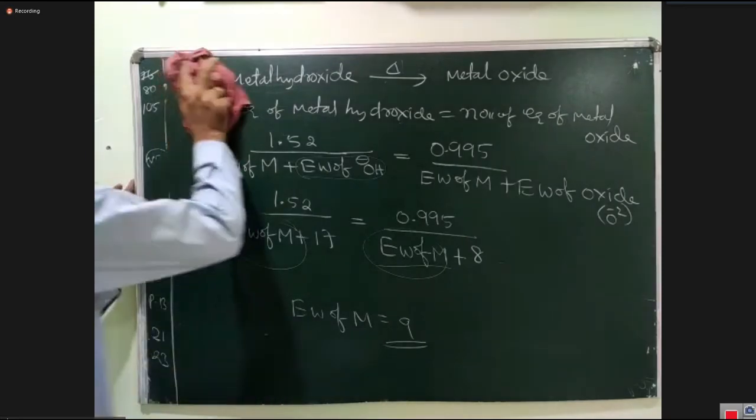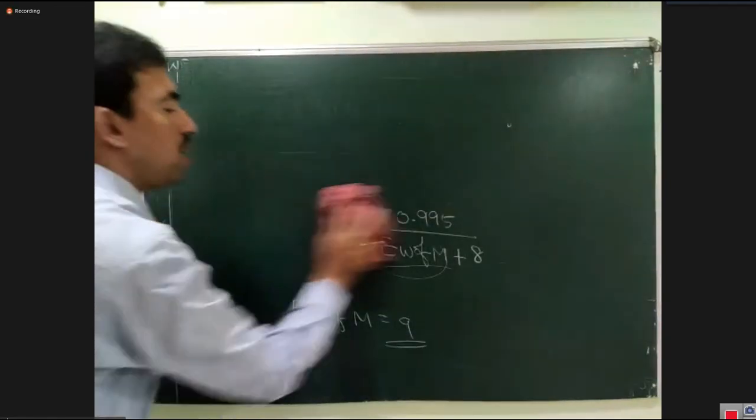Okay, next question, number 20. 1.6 grams of metal were dissolved in HNO3 to prepare nitrate. The nitrate was strongly heated to give 2 grams of oxide. Calculate the equivalent weight of metal.